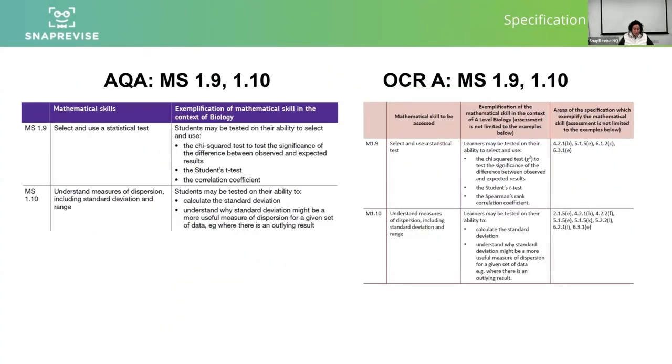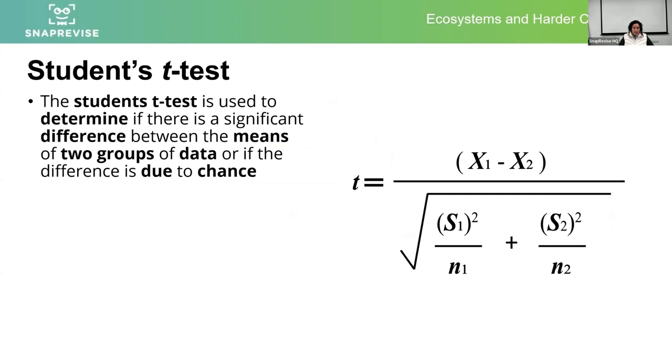The first test that we're going to do is the student's t-test. Now, it's important to really appreciate and understand why and when this test is used. The student t-test is often called a means comparison test. And so basically, it's going to be utilized when I've got two data sets, two groups of data.